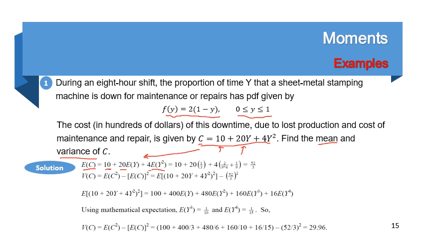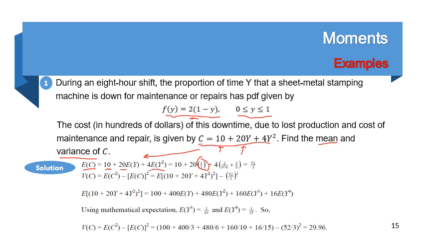So it will be 10 plus 20 multiplied by the expectation of y. And you remember, for the expectation of y, you have to go back to your function here and multiply it by y and integrate from 0 to 1. So it will give you 1/3, as here.